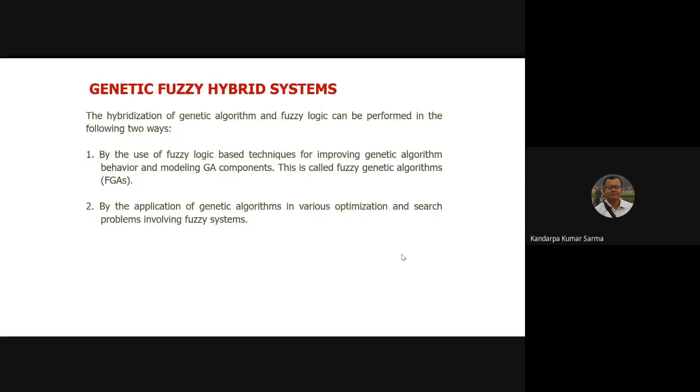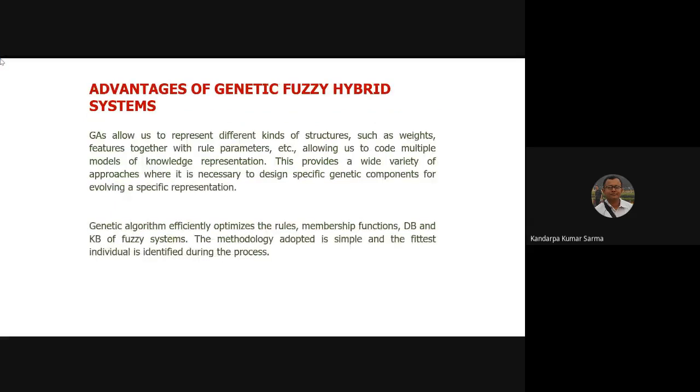So then there is one more system called the genetic fuzzy hybrid systems. The hybridization of the GA and the fuzzy logic can be performed in the following two ways: by the use of the fuzzy logic based techniques for improving GA behavior and modeling the GA components, that is called the fuzzy genetic algorithm; and by the use of the GAs in various optimization and search problems, by the use of the fuzzy logic principles. Now, what are the plus points?